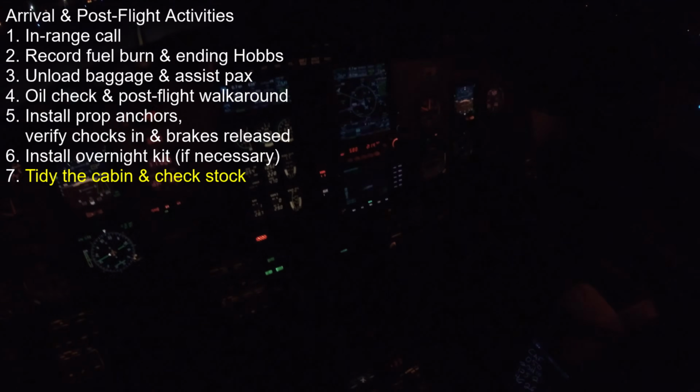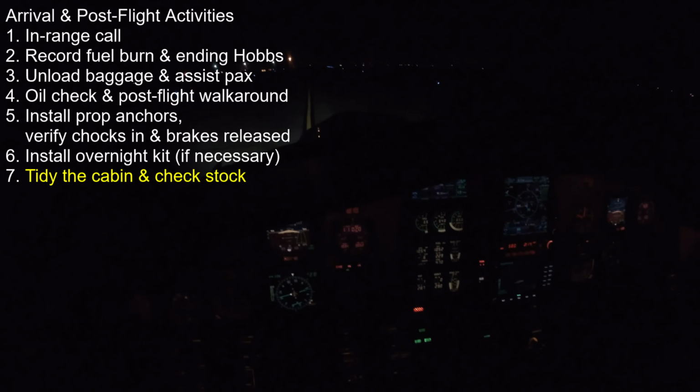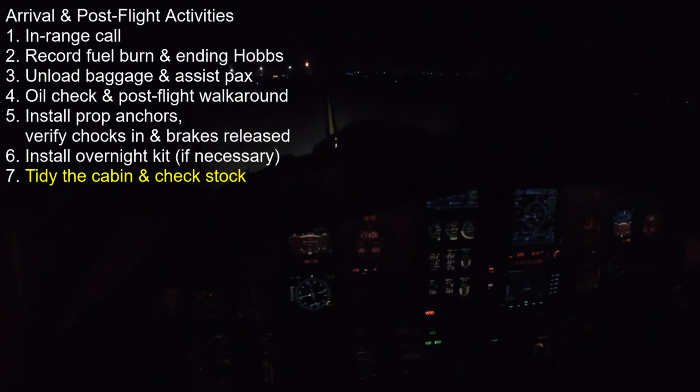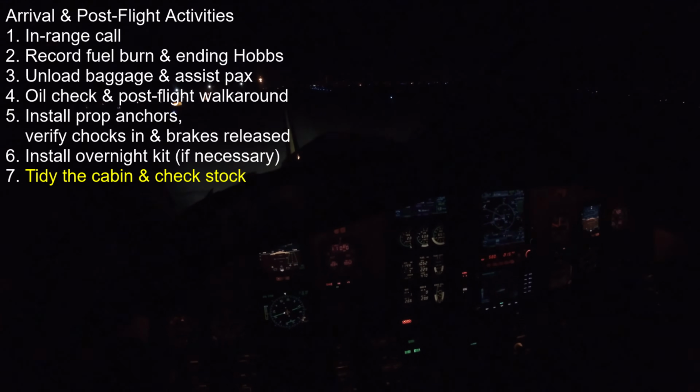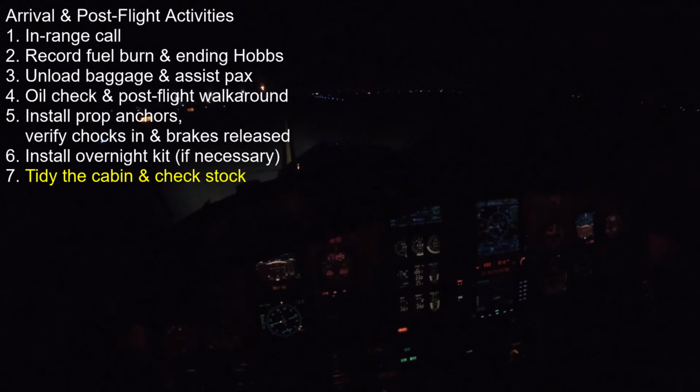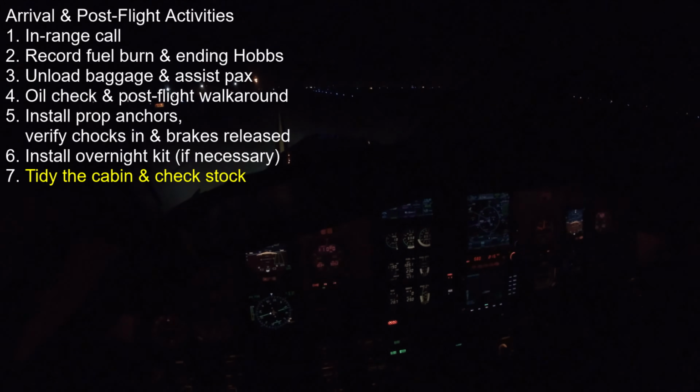If it's a nice FBO and they're a little persnickety about the coffee being dumped on the ramp, you can always take that in and dump it out in the bathroom there. But normally just dumping it out on the ramp is no big deal. And then I'll just check the cabin stock. So I'll open up the drawers to see if the passengers took out any snacks or beverages or anything that I might want to restock for the next leg.